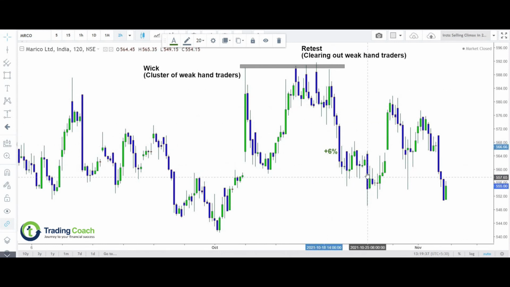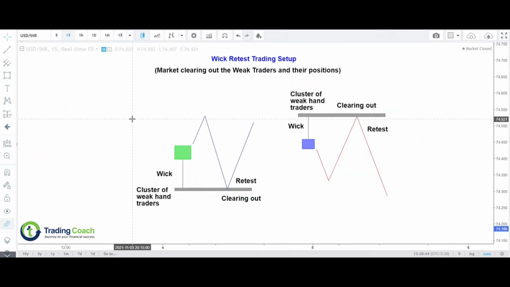So what you could have done is, once you see this kind of bearish wick retest, right after the retest, when the prices are trying to fall back, when the prices are trying to reverse, you can go ahead and take a short position, or you can buy a put option, which can give you a very good downside movement and help you capture very good downside returns. Alright, so just to recap once again, this is what we call a wick retest trading setup.